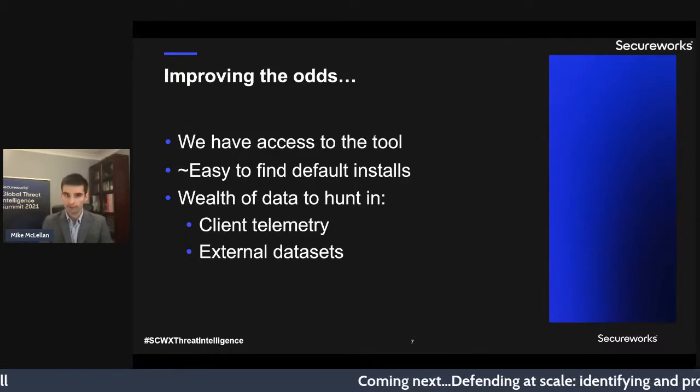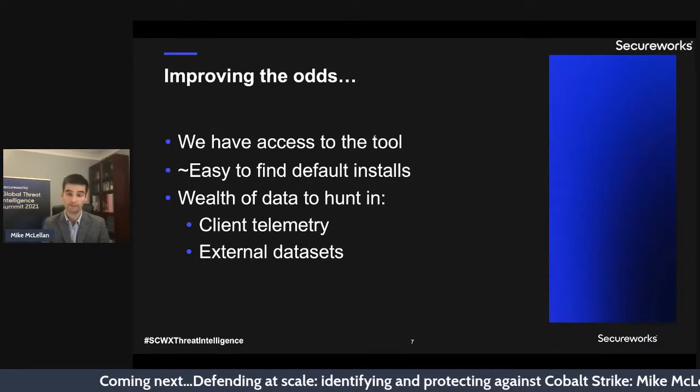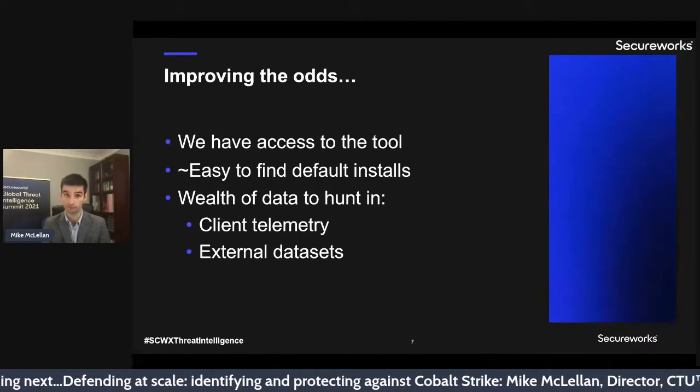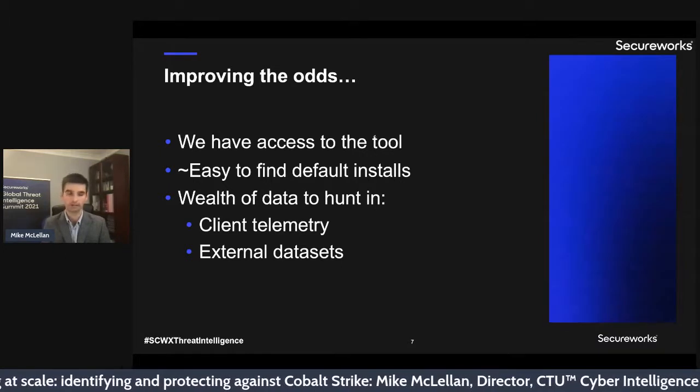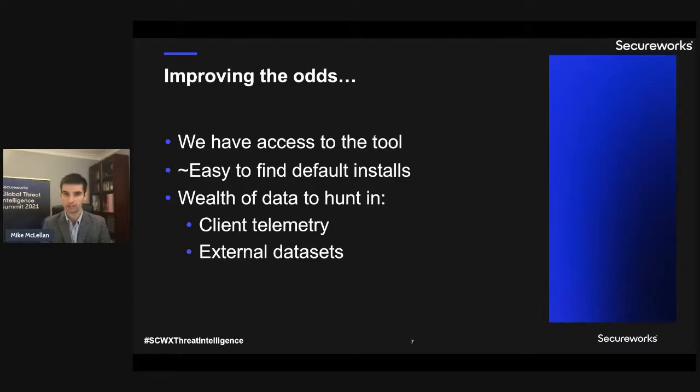Fortunately, when it comes to combating Cobalt Strike, we're not starting from a completely cold baseline. So we do have access to the tool. We have an adversary group who conduct red teams. They have a copy of Cobalt Strike, which is properly licensed. So we have the ability to test against it. We can make sure that our countermeasures are as good as they can be.